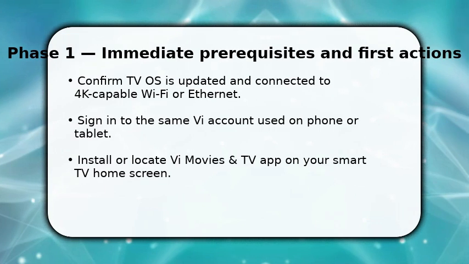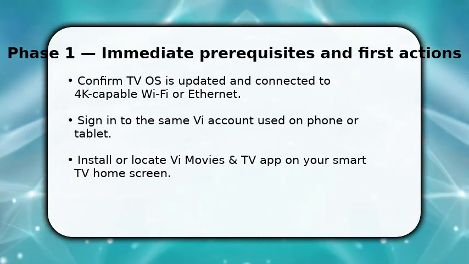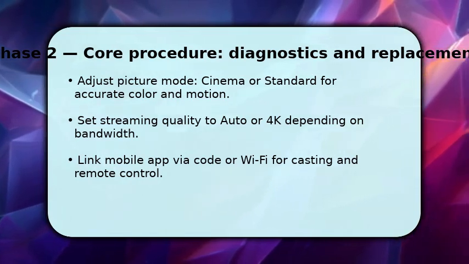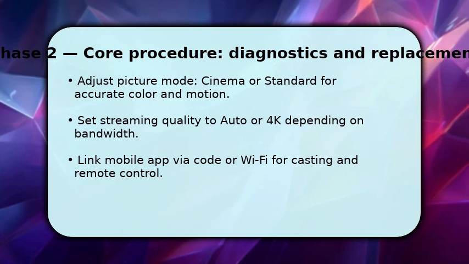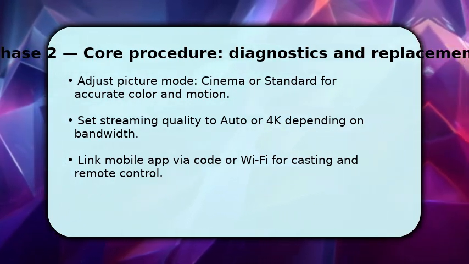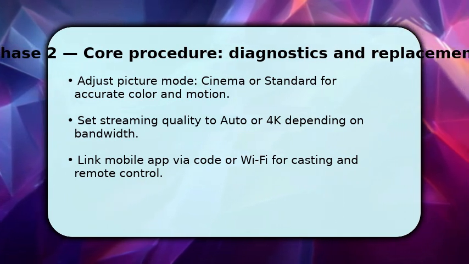Now you configure playback settings so picture and bandwidth align with your setup. You should set picture mode to cinema or standard for better color, and choose auto or 4K streaming quality based on your internet speed. This balances data use versus sharpness.